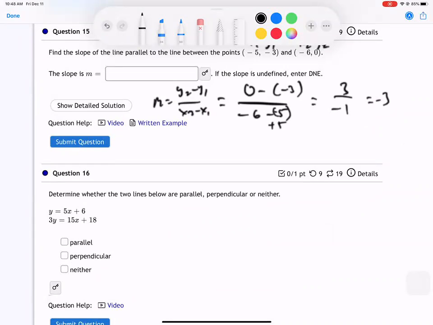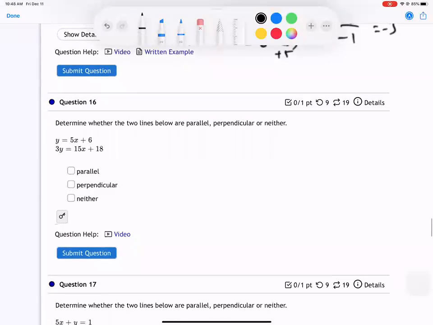Now, this next question is to determine if the two lines are parallel, perpendicular, or neither. The trick was that if they're parallel, the slopes are the same. If they're perpendicular, the slopes are the negative reciprocals. And if they're not parallel or perpendicular, then it's neither. Those are the only three categories.